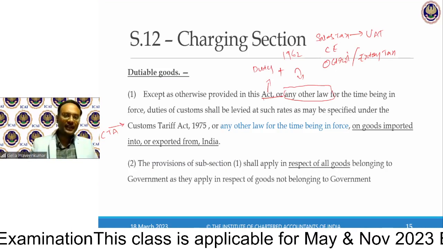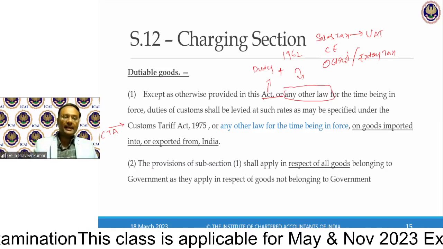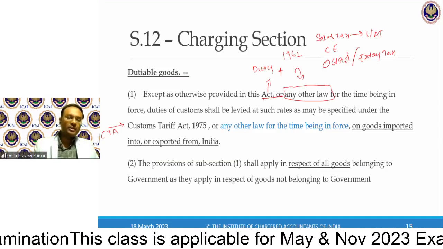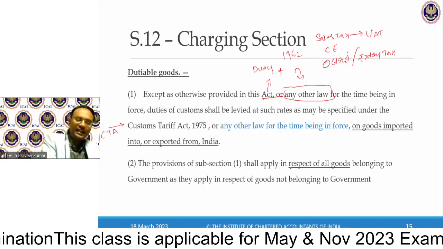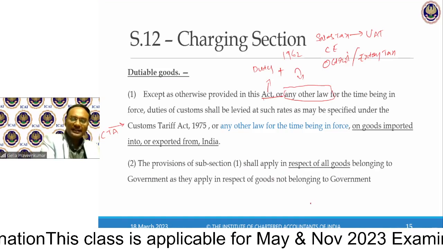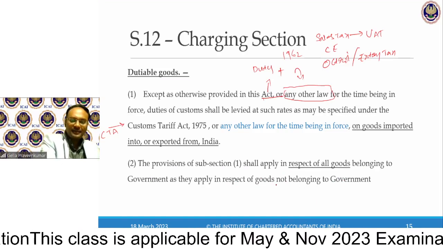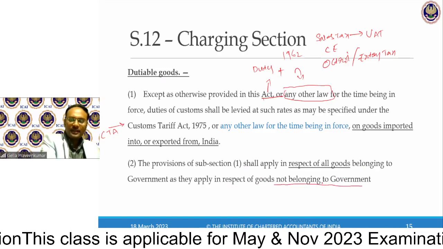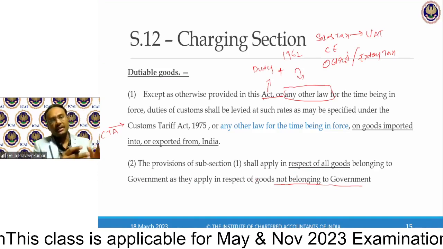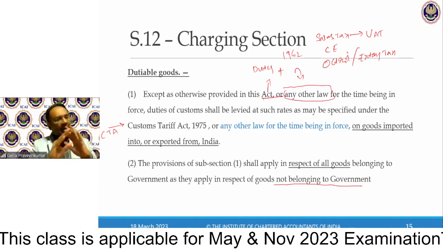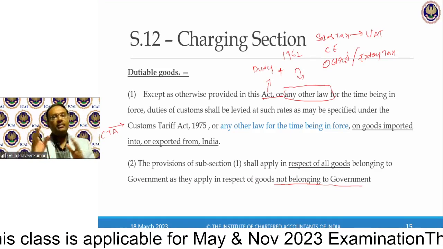Provisions of subsection 1 shall apply in respect of all goods belonging to government as they apply in respect of goods not belonging to government. Look at this very bold provision: as if not belonging to government. Belonging to government. They say that, look, when I talk about a levy, I don't want to make any differentiation. Be it your government, be it non-government.